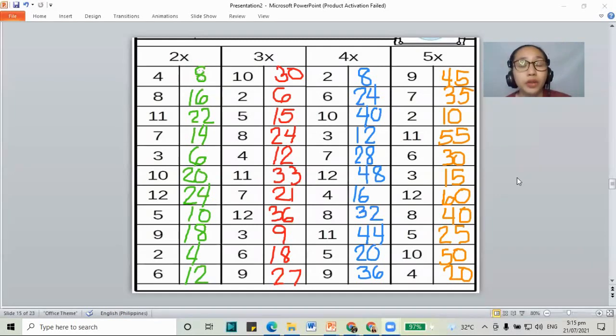Now, how about you try to practice also doing multiplication? Pause first the video and then you answer there on your work. Are you done? How about let's go do the next part of our work.